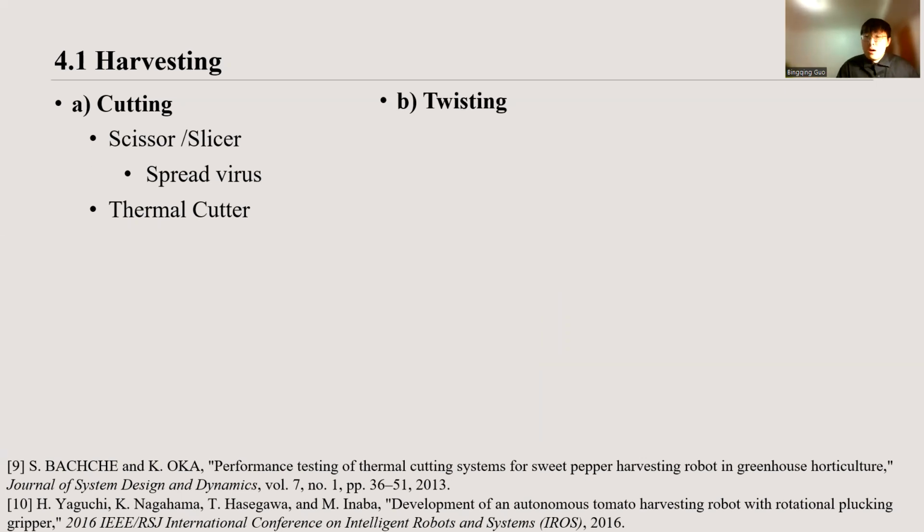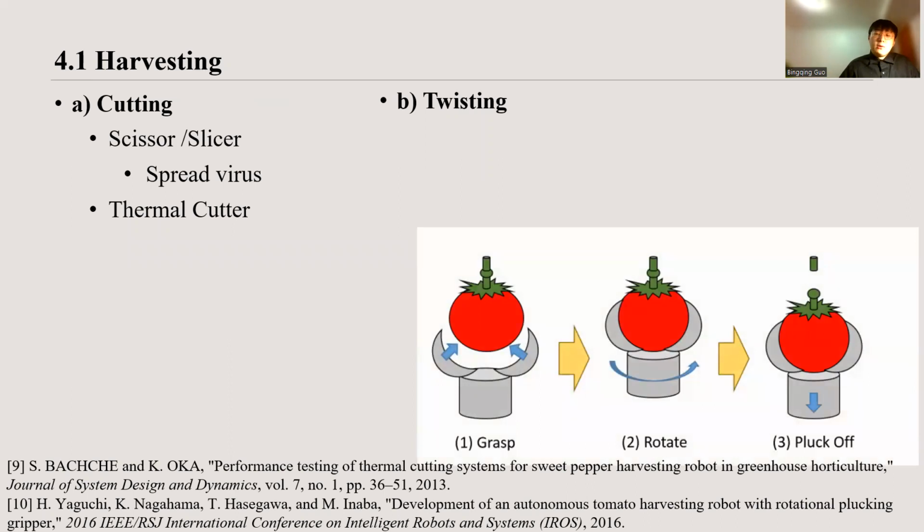The twisting method, however, also has the advantage of keeping virus away. This one shown here is the tomato harvester. It will rotate the end effector until the fruit is separated from the stem.